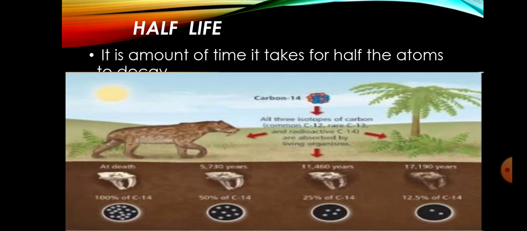at first, at death, 100% of carbon 14 is present, then 50% of carbon 14 is present after 5730 years, then 25% of the carbon 14 after 11460 years, and then 12.5% of the carbon 14 after 17190 years. It means that the decay of carbon 14 starts after the death of the living organism.